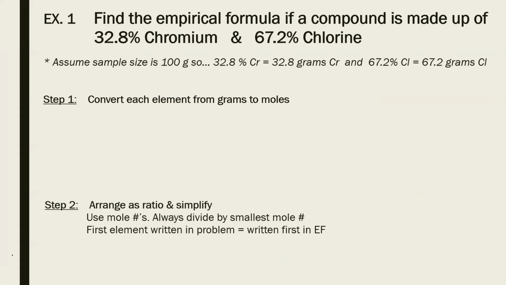So first example, find the empirical formula if a compound is made up of 32.8% chromium and 67.2% chlorine. As I just said, assume that the sample size is 100. So we're going to take 32.8% of chromium and make it into 32.8 grams of chromium. And we're going to take 67.2% chlorine and make it into 67.2 grams of chlorine, because it's out of 100. So the first step is to convert each to moles.